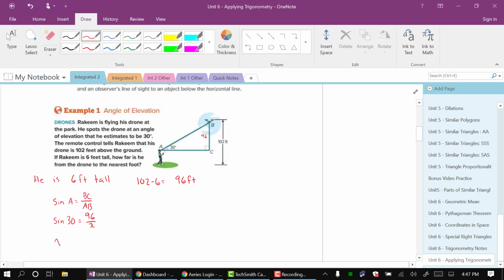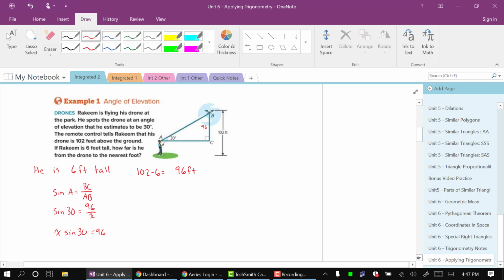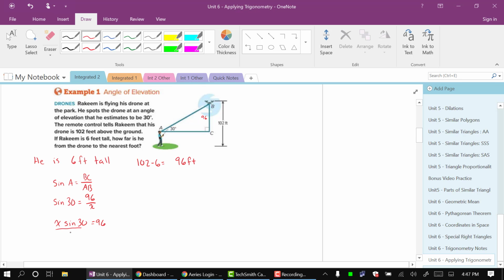Multiply both sides by x gives me x sine 30 equals 96. Divide both sides by sine 30, which results in x equals 96 divided by sine 30. So we get x is equal to 192 feet. So our distance from the drone is 192 feet.